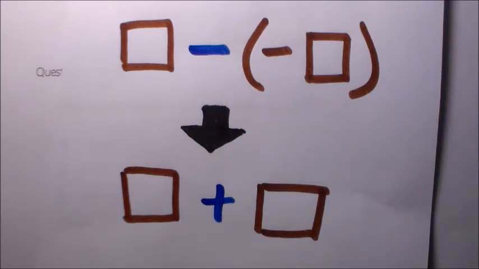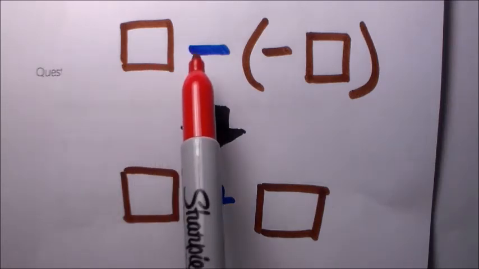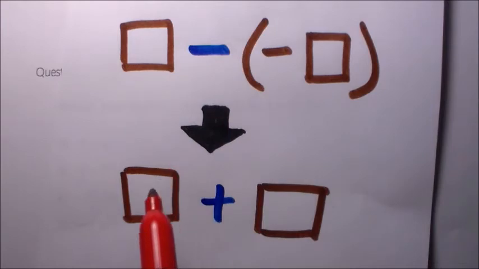You can think of it as adding the opposite, but a number minus a negative number equals that number plus the second number.